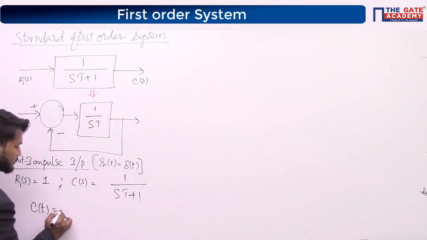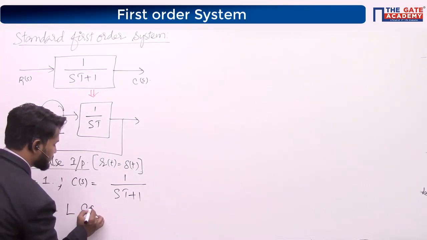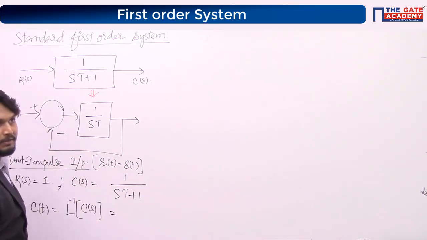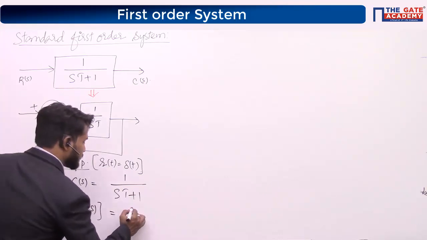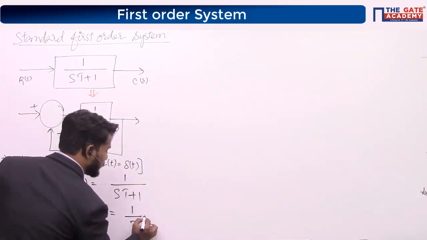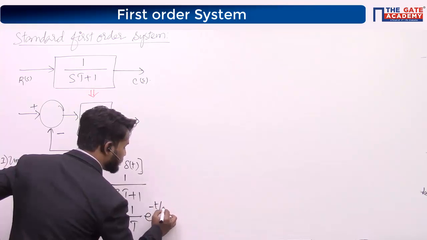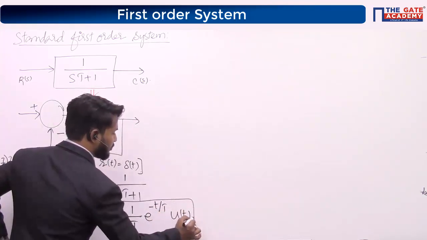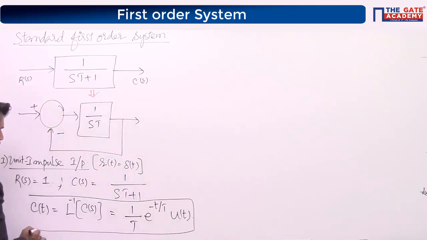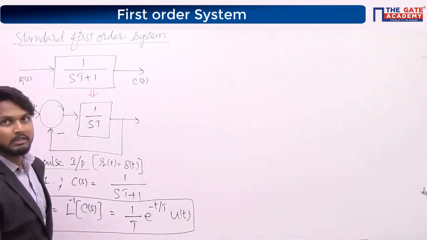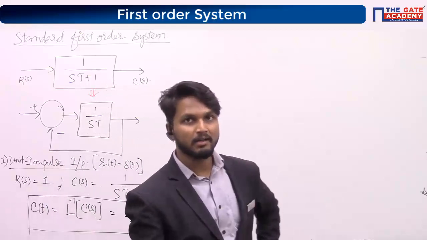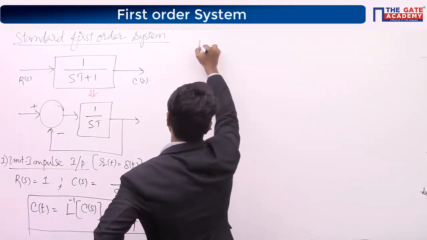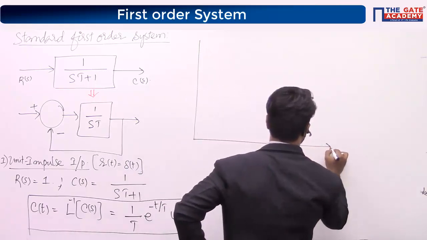c of t is equal to the Laplace inverse of C of s. So can you tell me what is the Laplace inverse of C of s? It is 1 by T e power minus t by capital T multiplied by u of t. 1 by T e power minus t by capital T. This is the impulse response of your standard first order system. So can you plot this impulse response, right?